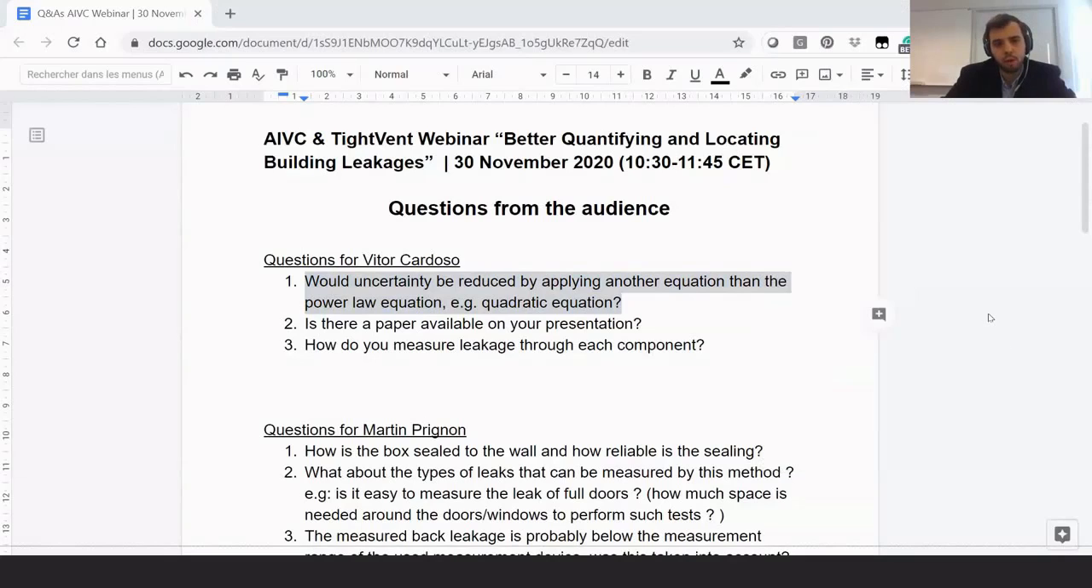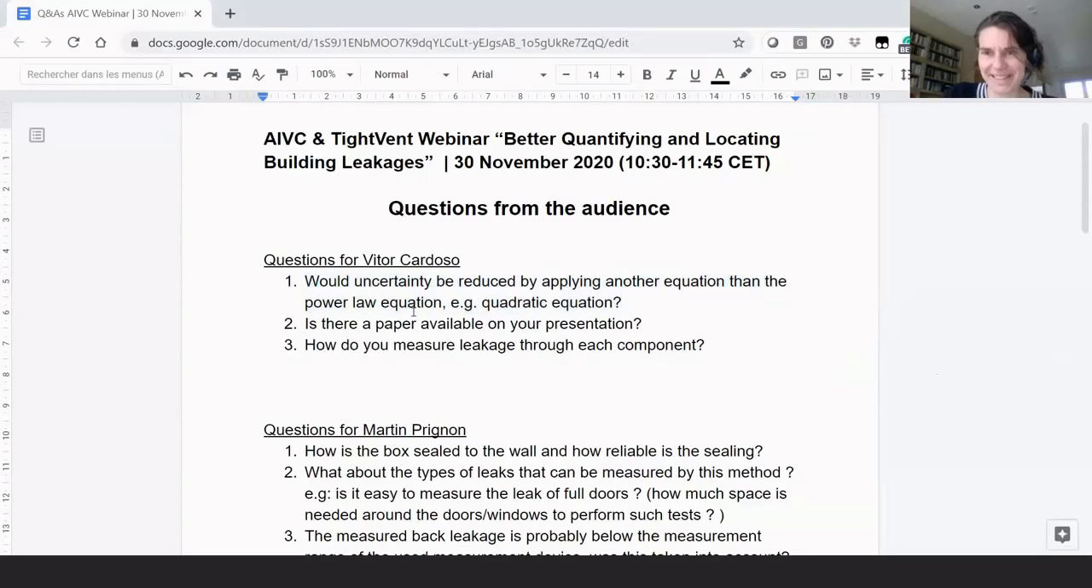So maybe the quadratic equation could help in that part, because it divides turbulent and laminar flow. But I don't know if the uncertainty would be higher or lower. To be investigated. Yes. Next episode.